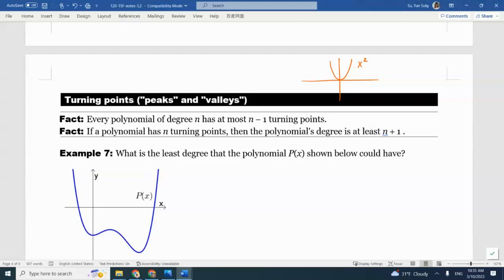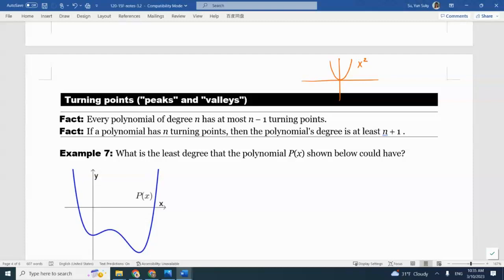So for degree 2, we have 1, right? So the number of turning points is less than the degree, at most n minus 1. So if a polynomial has n turning points, then the degree is at least n plus 1. Okay, so your degree is bigger than the number of turning points by 1.